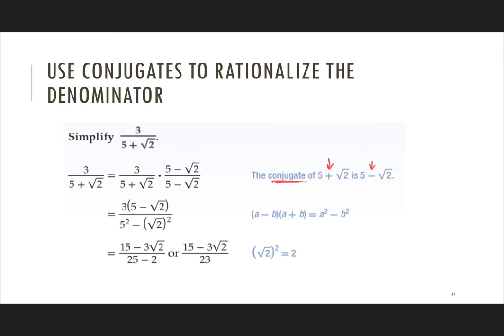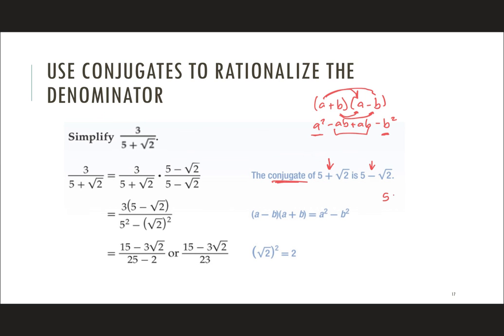Okay, and if anybody remembers the difference of 2 squares, if I have a plus b times a minus b, what's going to happen is when I multiply, I'll have a squared, then I'll have negative ab, a positive ab, and then I'll have a negative b squared. My middle term is going to cancel out entirely, and I'm just going to be left with my first term and my last term. This is what we're doing here.